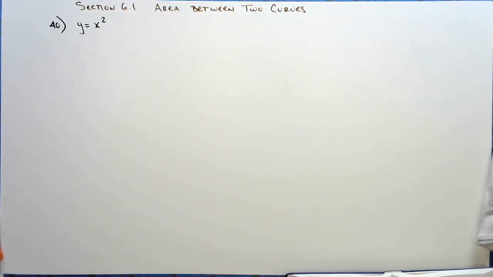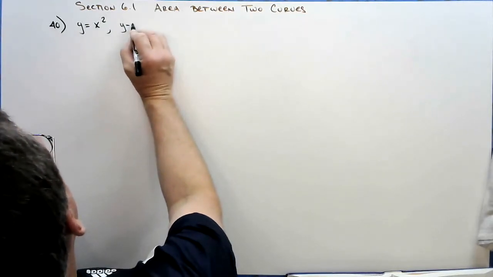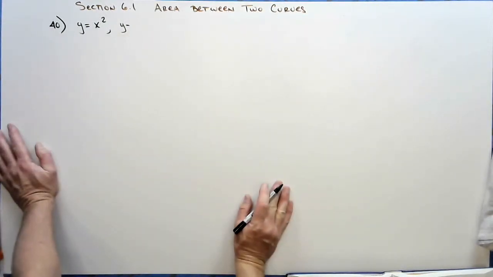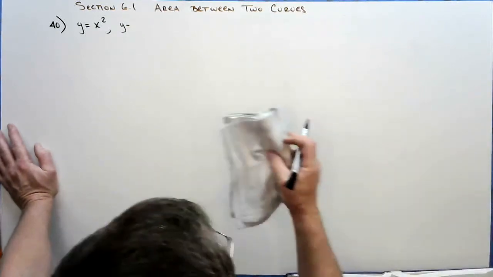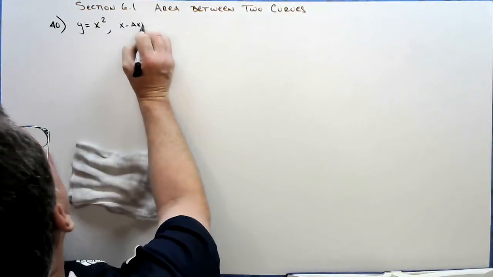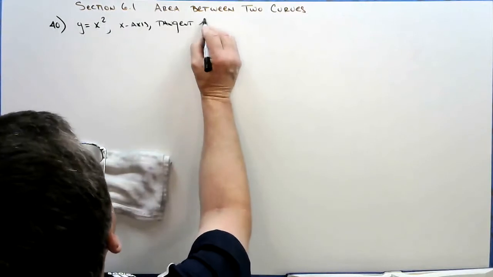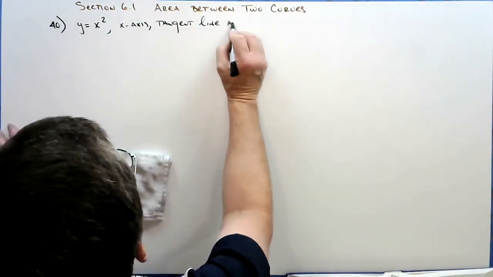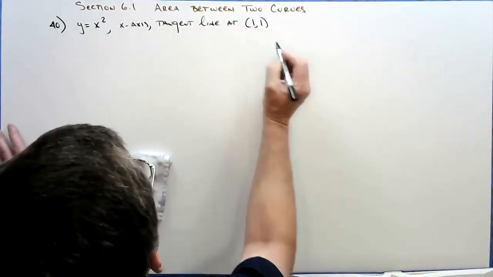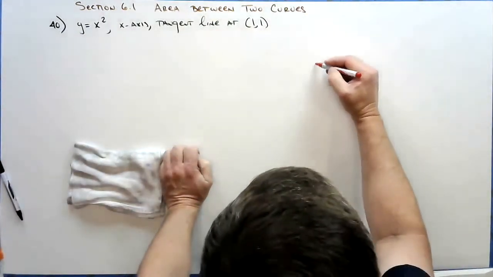Okay. And the line tangent to this parabola at 1, 1 and the y-axis. Sorry, the x-axis, isn't it? Yes, the x-axis. And the tangent line at 1, 1. So this time when we draw our graph, right, we got to do a little more thinking here. Not a lot, but a little bit.